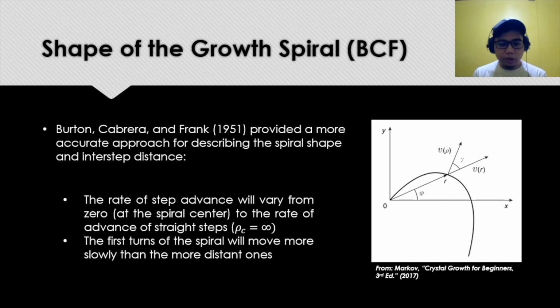So what are the implications of these findings? First is that the rate of step advance will vary from 0, right at the center of the spiral, to the rate of advance of straight steps, which is approximated when we assume that the radius of the step is infinity. Another implication of this theory is that the first turns of the spiral will move more slowly than the more distant ones. This is to preserve the interstep distance between the successive turns of the spiral.